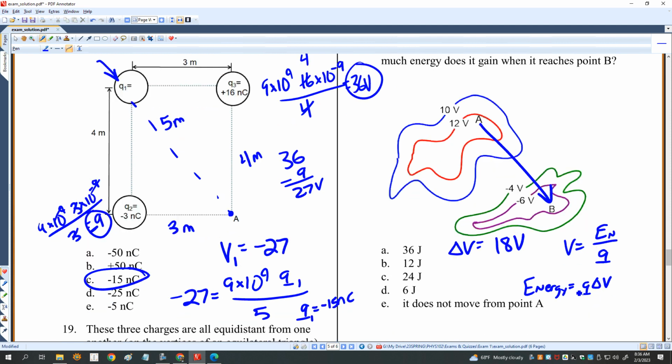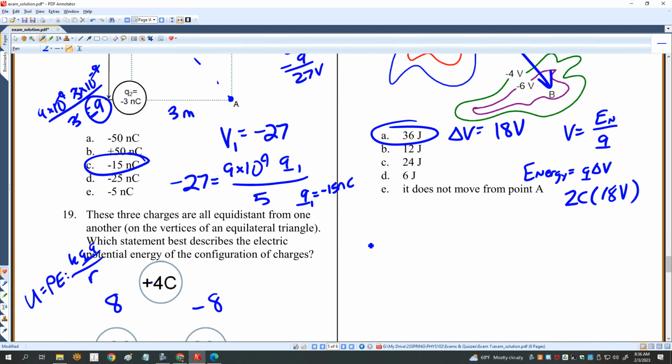So I have a 2 Coulomb charge times delta V, which is 18 volts. So that's 36 joules is that answer.